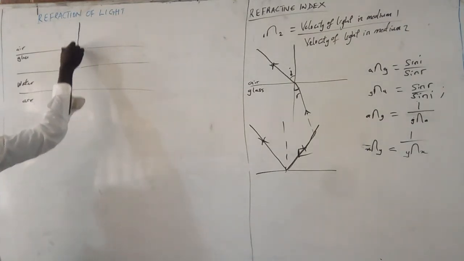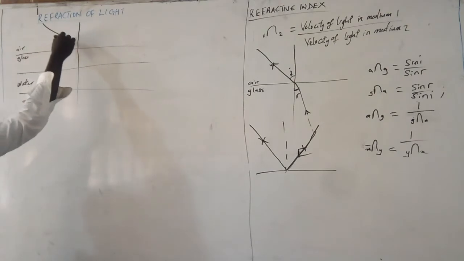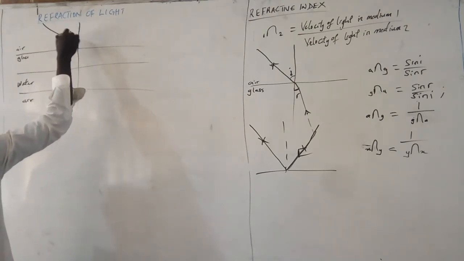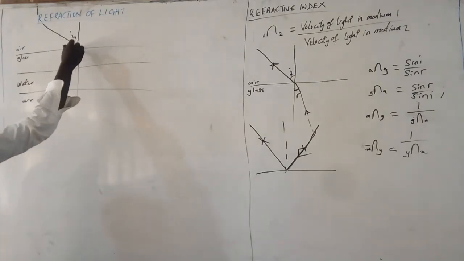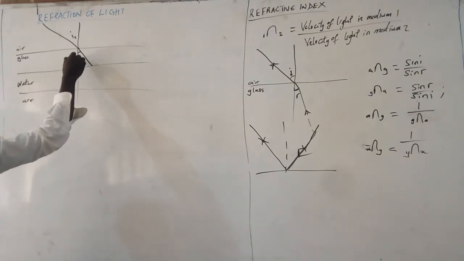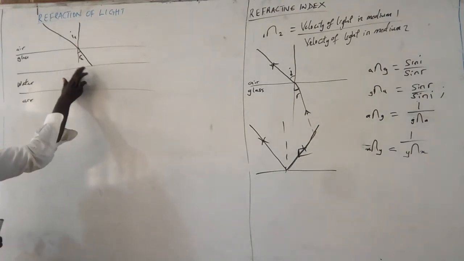So if I draw the normal line, the angle of incidence for air, let's call it IA. Now as light passes through this, it's going to be refracted this way. Let's call it RA, that's the angle of refraction of air. So into glass.